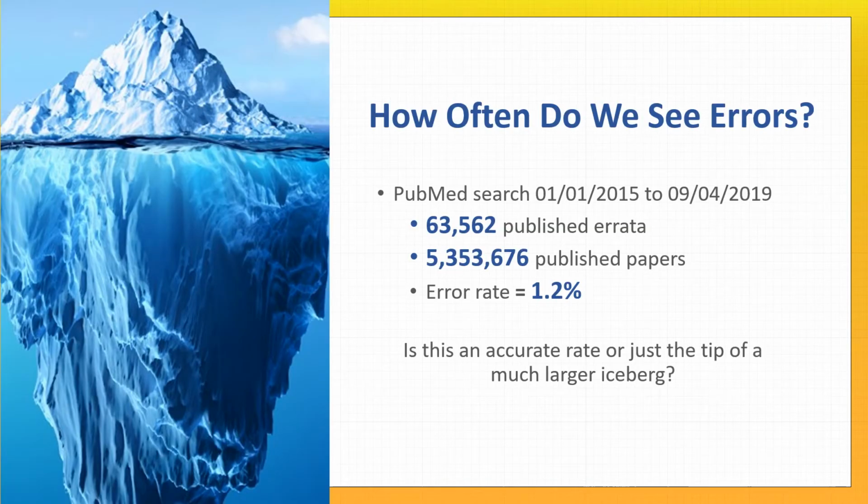So how often do we actually see errors? Well, from a basic PubMed search that we conducted at AlphaBioCom from January the 1st, 2015 to September the 4th, 2019, we found out that there were 63,500 errata published on PubMed across a denominator of 5.4 million published papers. That for us gave us an error rate of around 1.2%. So is that an accurate number, or is that just the tip of an iceberg? For further information, let's dive into the data and see what's actually been published on the frequency of errors.